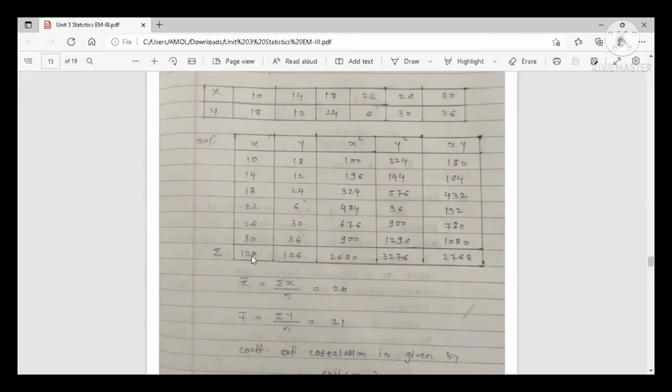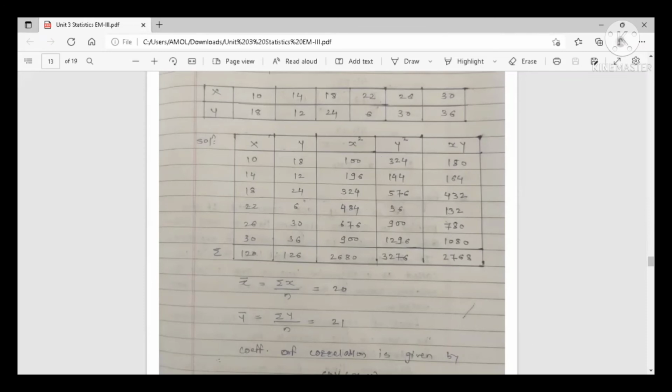Summation of x is 120. Summation of y is 126, means addition of all the elements in column y. Summation x, addition of all the elements in column x, it is 120. Summation x square, addition of all the elements in column x square, it is 2680. Summation y square, addition of all the elements in column y square. Summation xy, addition of all the elements in column xy, it is 2768.